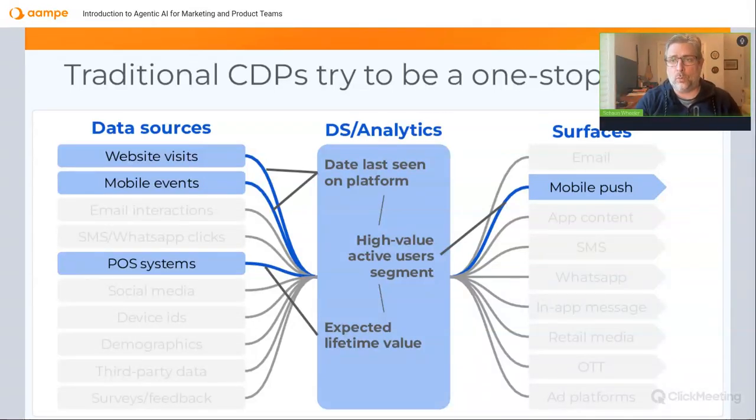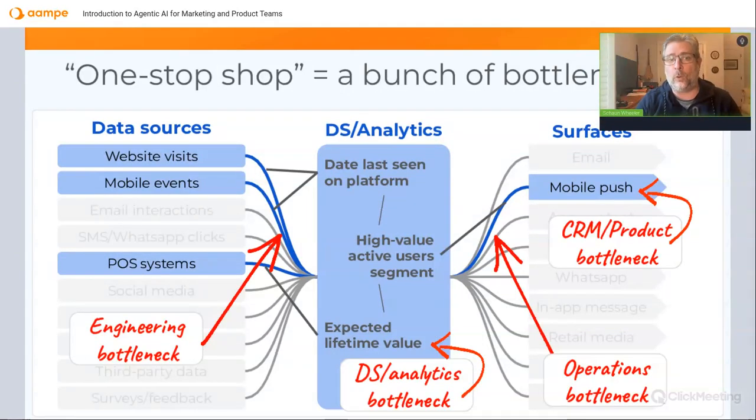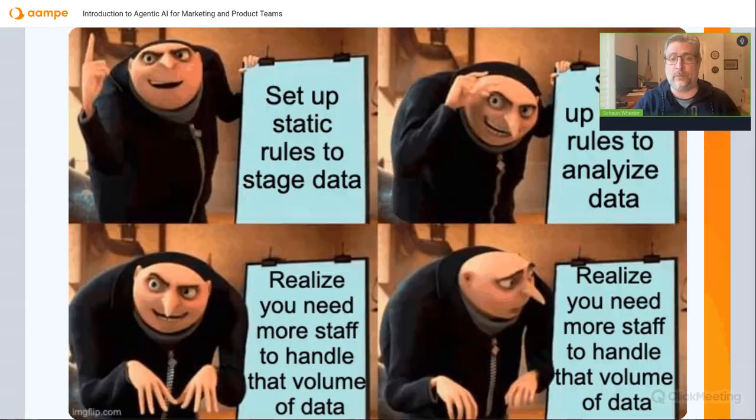The problem with that is it's full of bottlenecks. It's not just a single bottleneck. There are engineering bottlenecks in getting the information in. There's analytics bottlenecks in standing up and even deciding what analytics you need. There's operations and CRM and product bottlenecks in getting people to actually use that information well and in a timely manner. The whole system grinds to a halt, not because you didn't get the right data, but because you had to rely on people at crucial moments, and it was too much information for those people to handle.